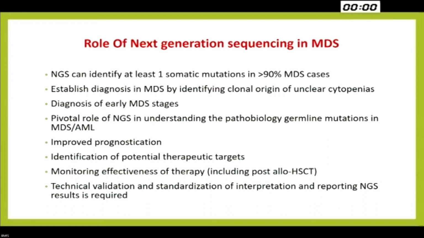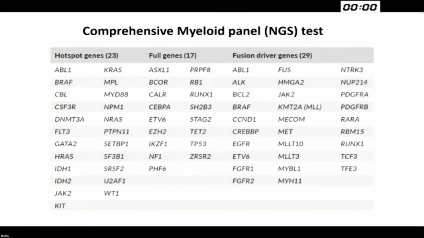Technical validation and standardization of interpretation and reporting of NGS results is required, and most of the laboratories who have switched over to NGS are gradually refining themselves as to what to report, at what VAF, what is VUS, and what is not pathogenic. So we have to report molecular mutations in a tiered structure.